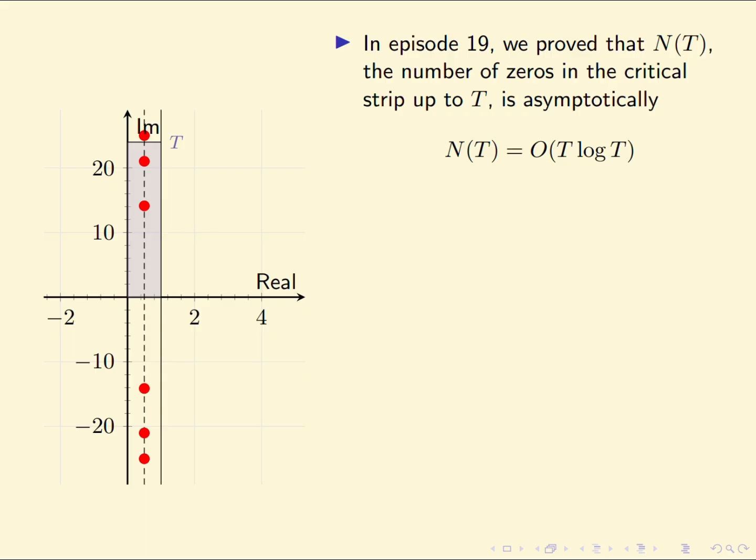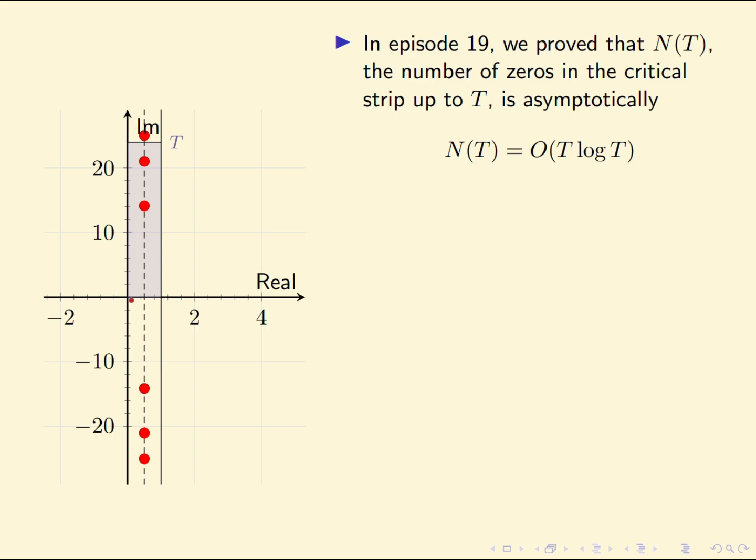inside the critical strip. In episode 19, we proved something about this function N of T, which counts the number of zeros inside the critical strip up to T. Remember, the critical strip is this infinitely long rectangle that is bounded on the left by 0 and on the right by 1.